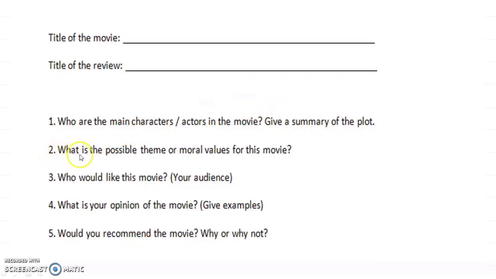Number 2, what is the possible theme or moral values for this movie? Number 3, who would like this movie? Your audience. Let's say you are writing about the movie Frozen. So your audience might be the children, and you also think that it is suitable for any kind of age. Number 4, what is your opinion of the movie? Number 5, would you recommend the movie? Why or why not? If your answer is I would like to recommend the movie to my friends because, give reason.